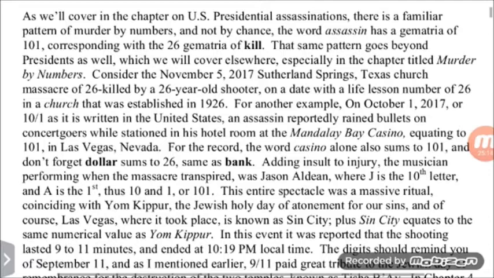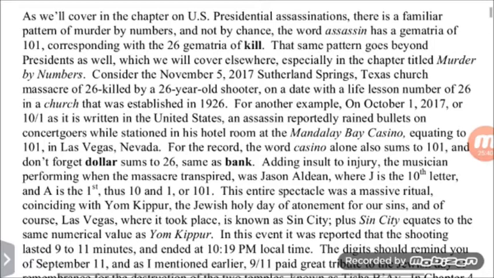Consider the November 5, 2017 Sutherland Springs, Texas church massacre of 26 killed by a 26-year-old shooter on a date with a life lesson number of 26 in a church that was established in 1926.